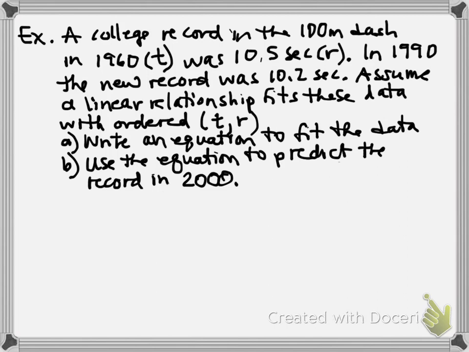So here's our scenario. A college record in the 100-meter dash in 1960, and they use the T in parentheses, was 10.5 seconds, and they use an R in parentheses. In 1990, the new record was 10.2 seconds. Assume a linear relationship fits these data with ordered pairs. Let me correct this. With ordered pairs, T, R. Write an equation to fit the data and use the equation to predict the record in 2000.